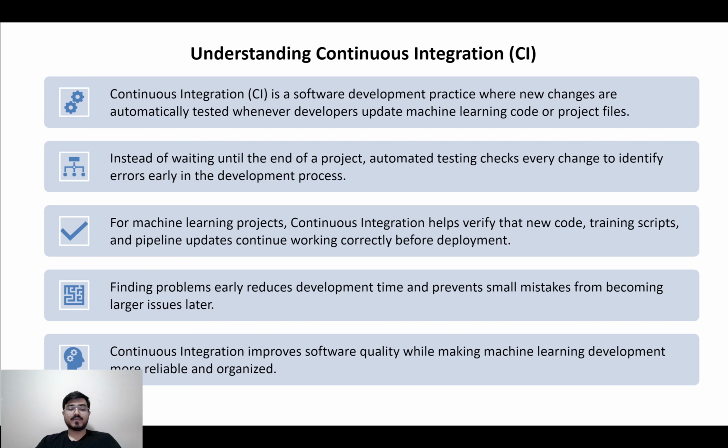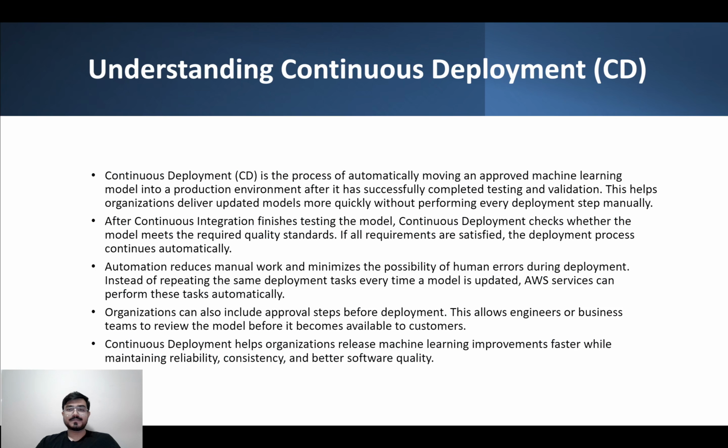For example, if someone accidentally changes a training script and causes an error, CI finds the issue immediately instead of allowing it to reach the deployment stage. Finding problems early saves time, improves software quality, and helps teams develop machine learning projects more confidently. So continuous integration is all about testing changes continuously instead of waiting until the project is almost finished. Let's move to the next slide.